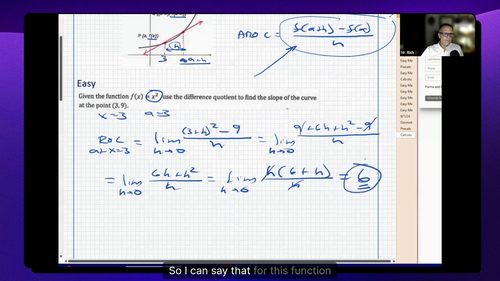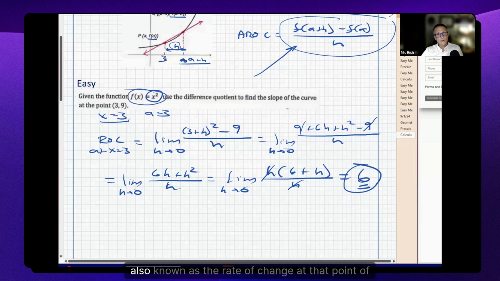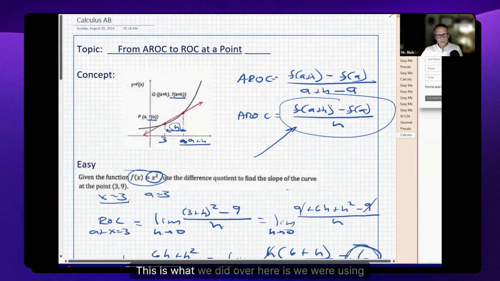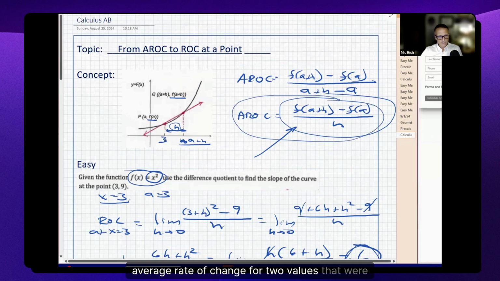So I can say that for this function, f of x equals x squared, if you go over to where x is equal to 3, the slope of the tangent line, also known as the rate of change at that point of x equals 3, has a slope of 6 right there. That's how we do it. That is the jump that we make from pre-calc to calc. This is what we did over here, using average rate of change for 2 values that were really super close to each other.